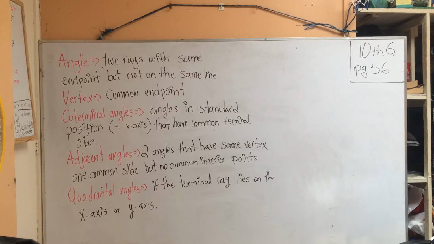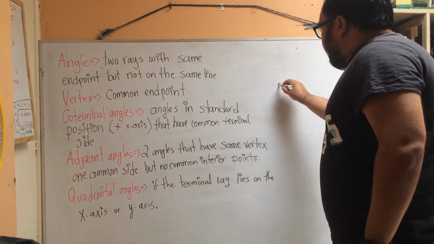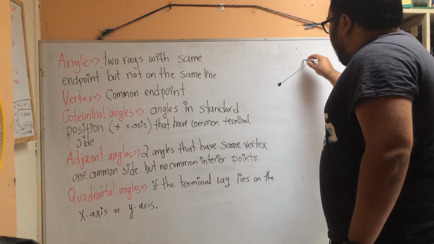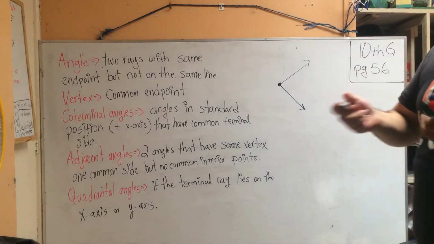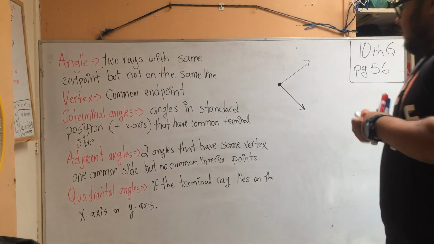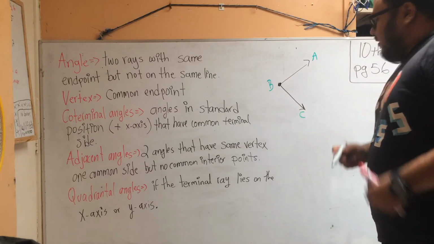So the first thing we have is an angle. An angle is two rays with the same endpoint, but not on the same line. So if we're talking about an angle, we're talking about two rays with the same endpoint. Remember that this is an endpoint, and here we have one ray, here we have another ray. Each endpoint has a name. So this is endpoint A, this is B, and this is C.